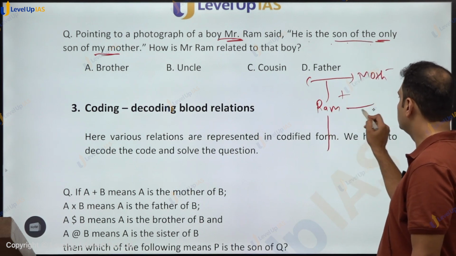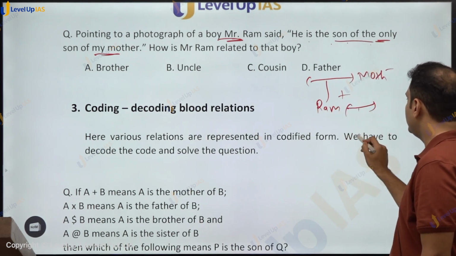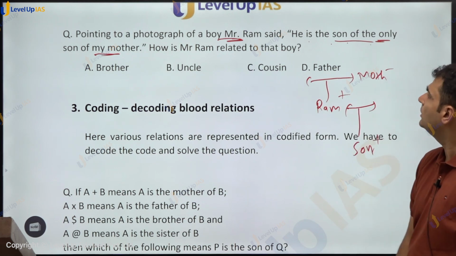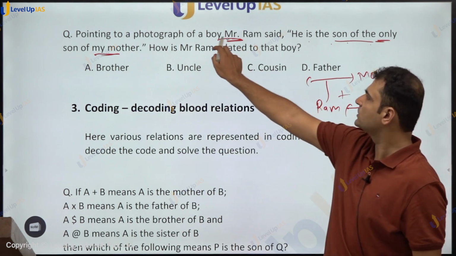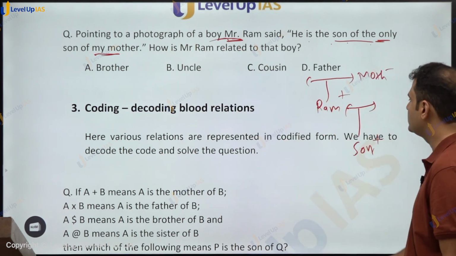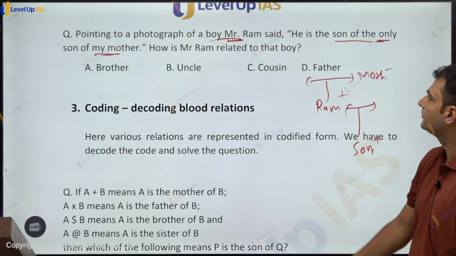So Ram perhaps is married, and then here is a son. So it is again a boy. Here also we are saying this is a boy. That is the relationship. Then how is Mr. Ram related to the boy? Mr. Ram is father of the boy.